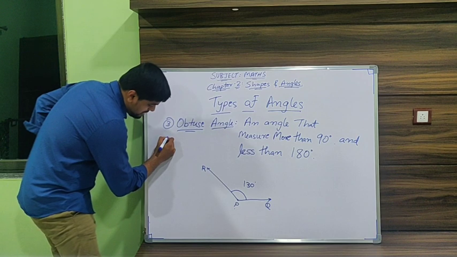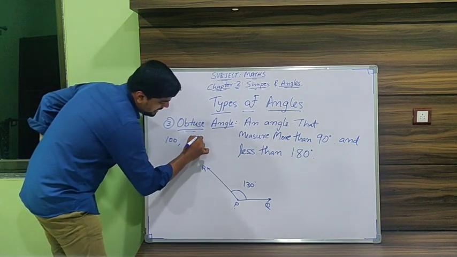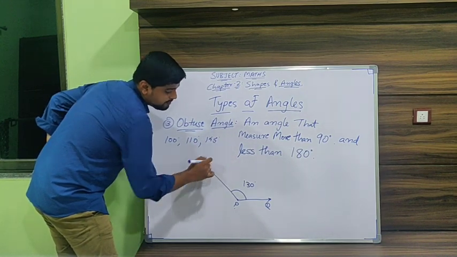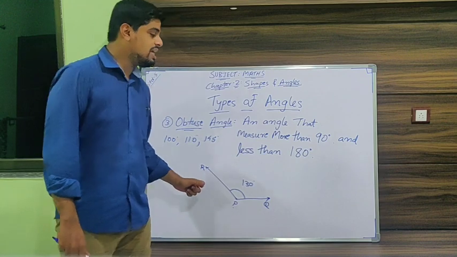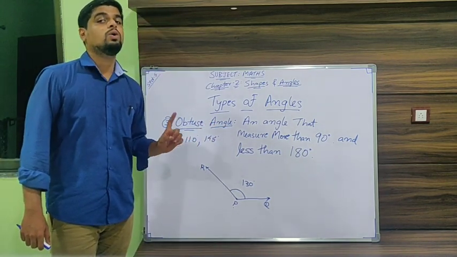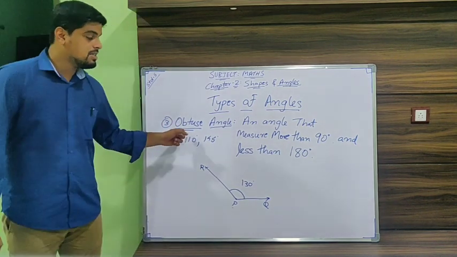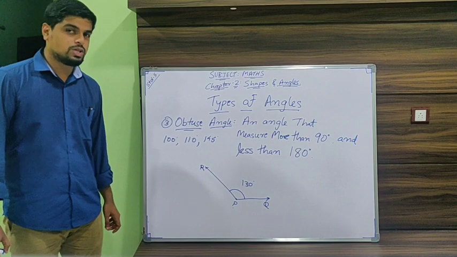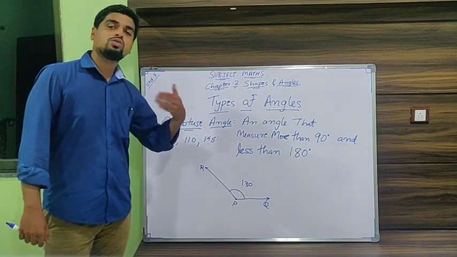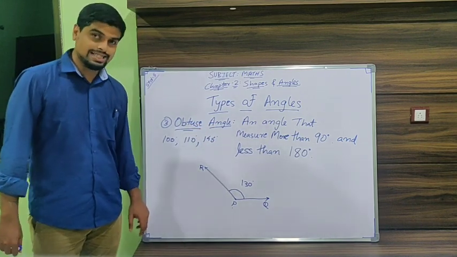In the same way, if I say 100 degrees, 110 degrees, 145 degrees, any angle which has a value more than 90 degrees and less than 180 degrees is an obtuse angle. In simple words, the angle which has a value more than 90 degrees is an obtuse angle. We have seen the example.